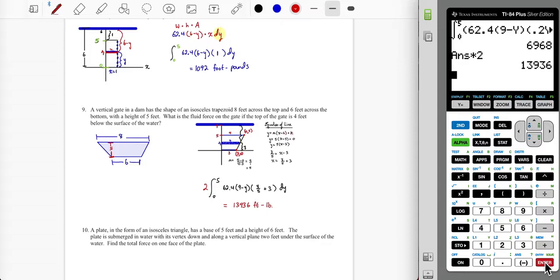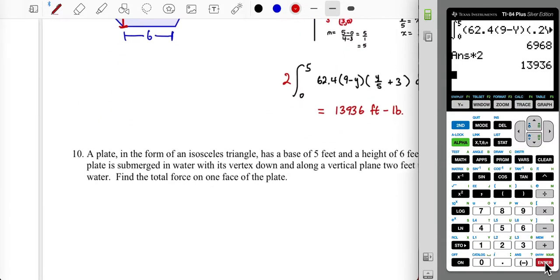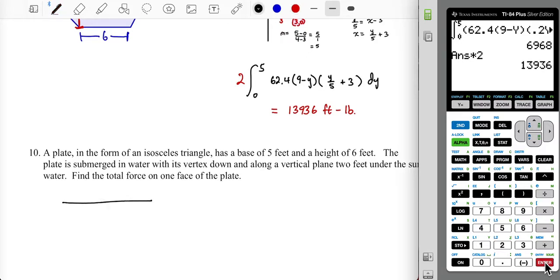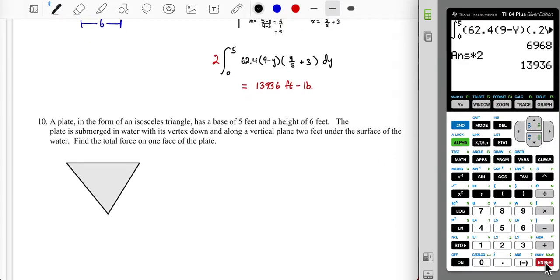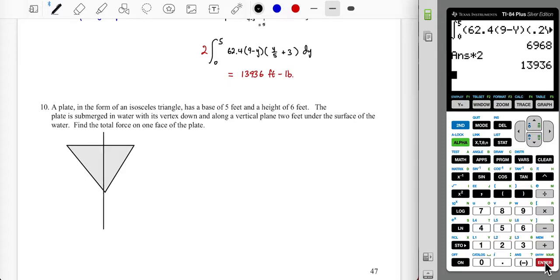So then last up, a plate in the form of an isosceles triangle has a base of 5 feet and a height of 6 feet. All right, so base of 5, height of 6. So we could do the same idea, split it. It's submerged, vertex down, all that good stuff. So we could draw the isosceles triangle. All right, 2 feet below the surface of the water.